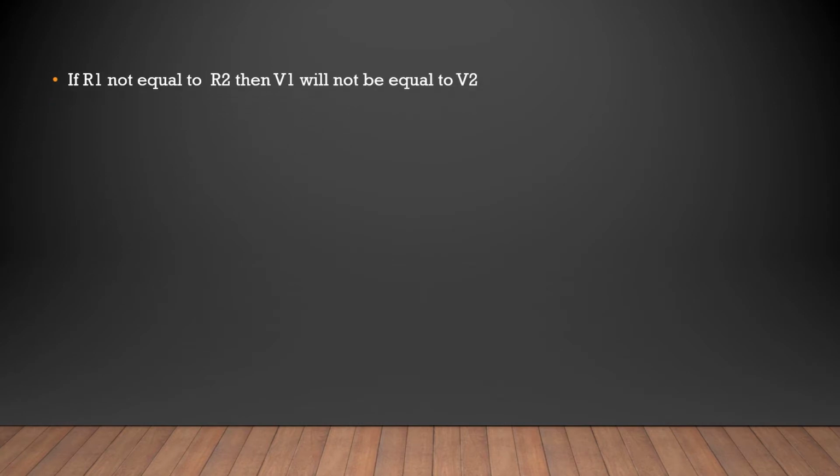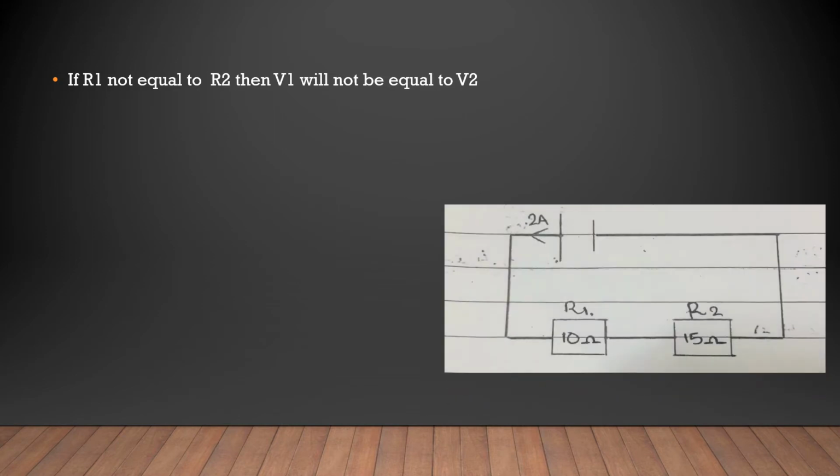The second condition: if R1 is not equal to R2, then V1 will not be equal to V2. See this figure. Here this is R1. R1 is 10 ohm. This is R2. R2 is 15 ohm. It is clear that R1 is not equal to R2. In that case, how can we calculate voltage V1 and V2? So we have the formula from Ohm's law, V is equal to IR. This is our basic formula. Here I is the same, 2 ampere. We studied that for a series circuit, the current is always the same for each component.